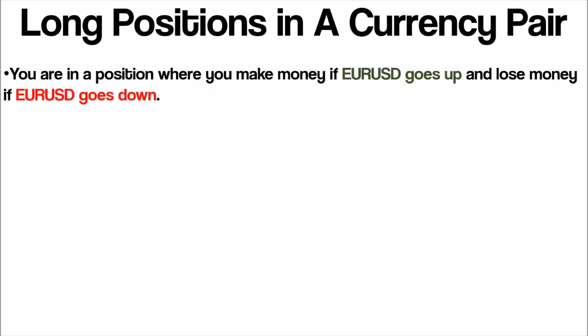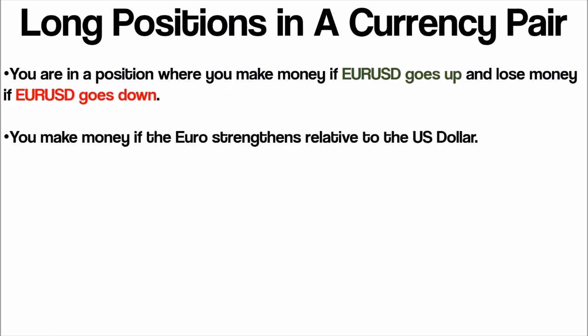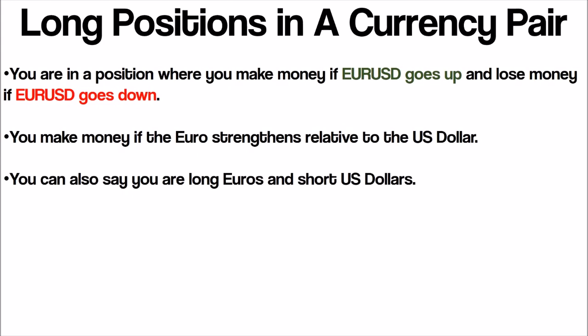So that's what it means to be long a currency pair. So we're in a position now where we make money if euro dollar goes up, and we lose money if euro dollar goes down. So we're basically making money if the euro strengthens relative to the US dollar. And one other way you could say this is you are long euros and short dollars. So we're long the traded symbol euro dollar, but what we really are is we're long one currency and short another. That's always the way if you're trading currency pairs. You're long a currency, but it has to be with respect to a different one.